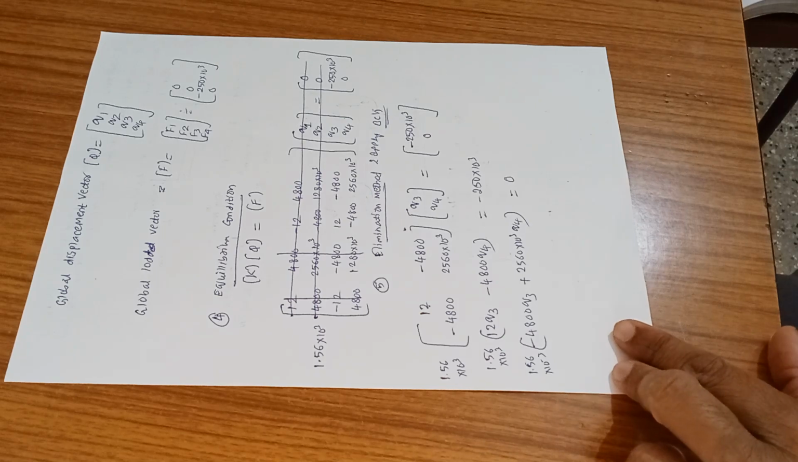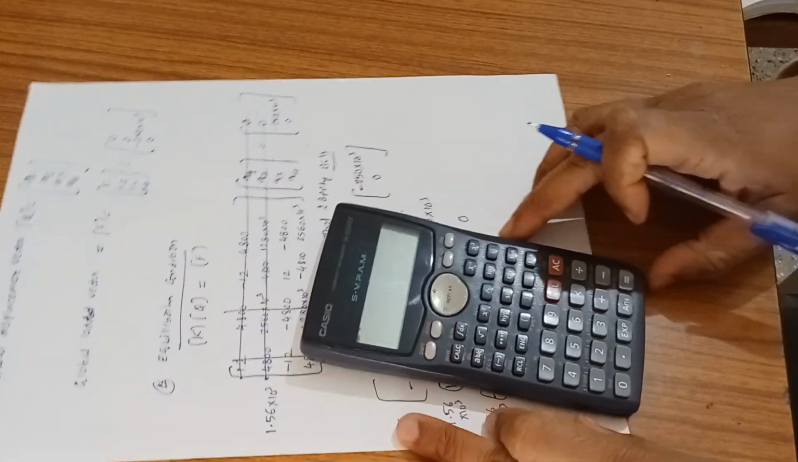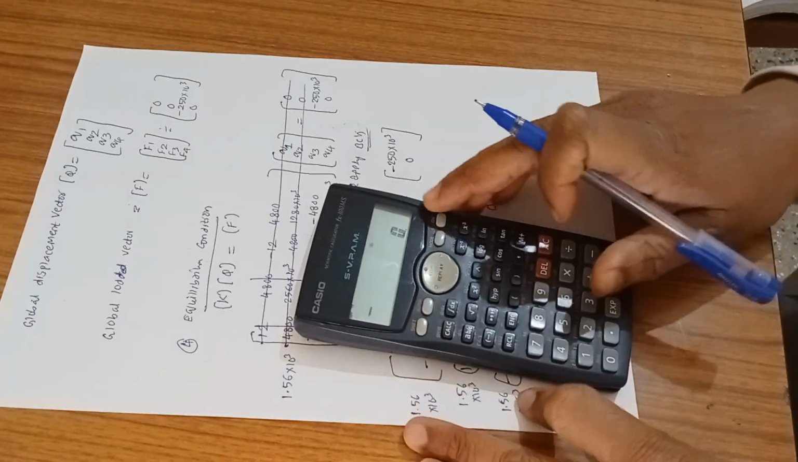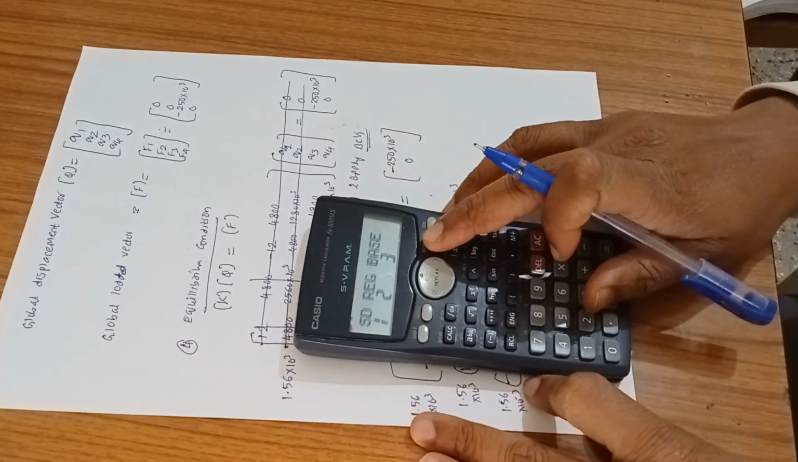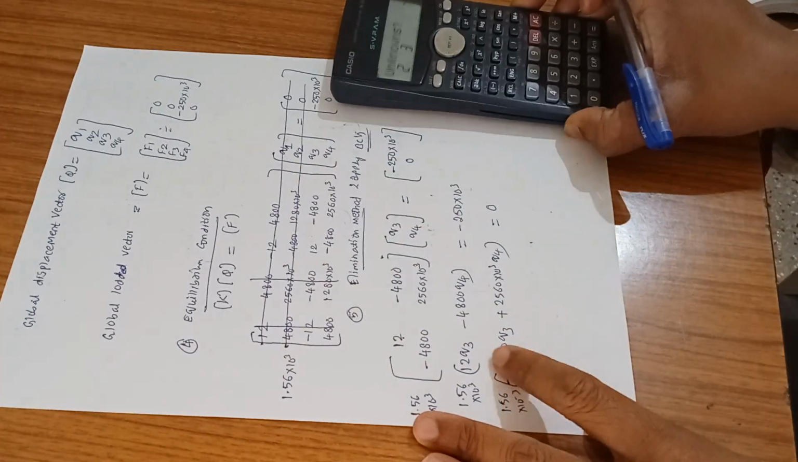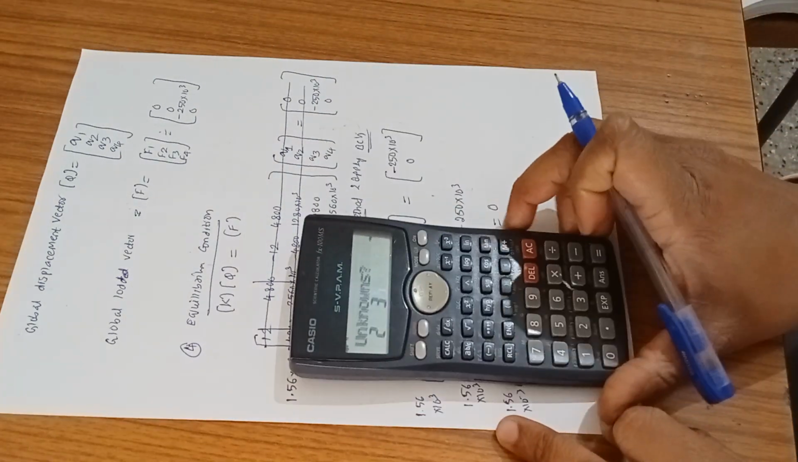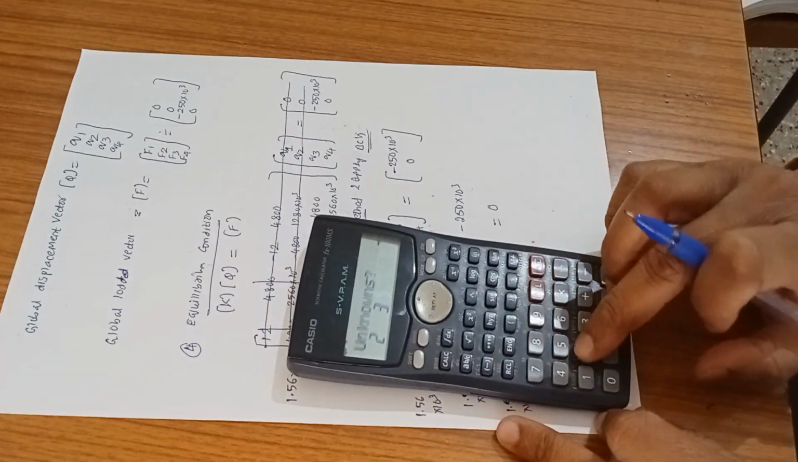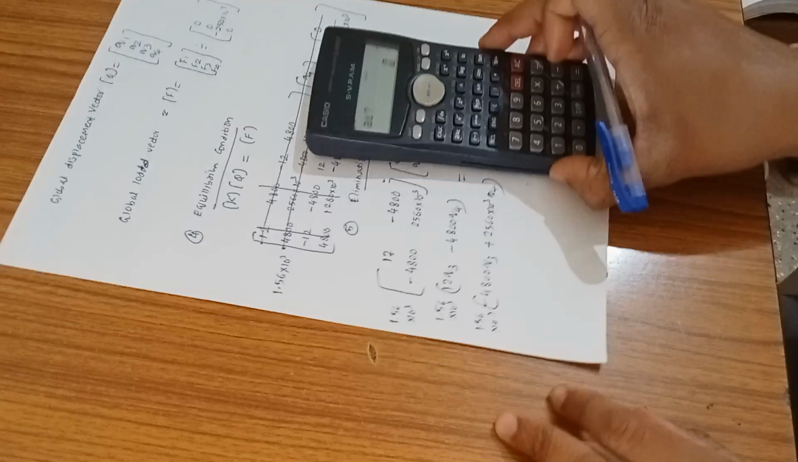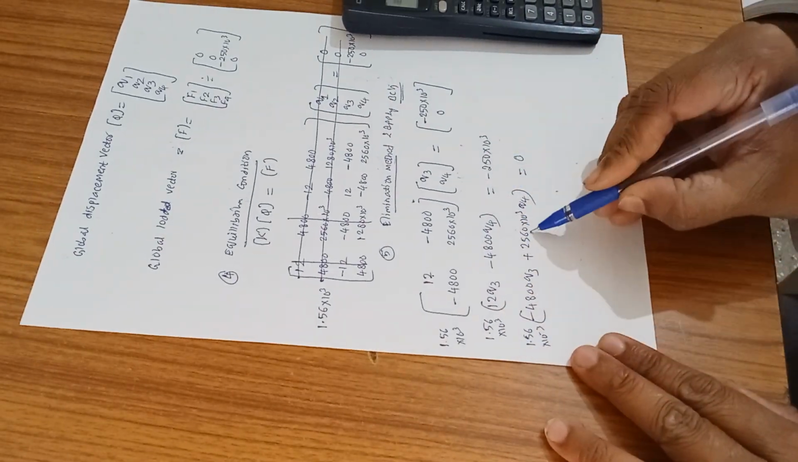So let me try to use the calculator. In calculator you have to just take this mode. So just take mode, then equation, and give the number of unknowns as 2. There are only q3 and q4. The number of unknowns are 2. So it is going to ask for a1. So you can take this as a1, this as b1, this as c1, a2, b2 and c2.